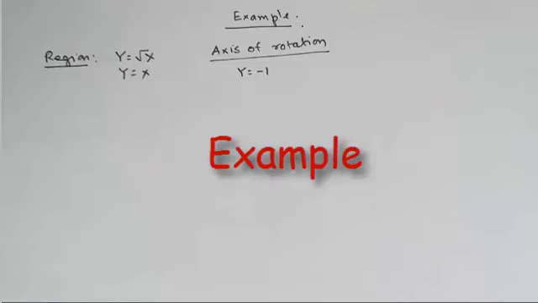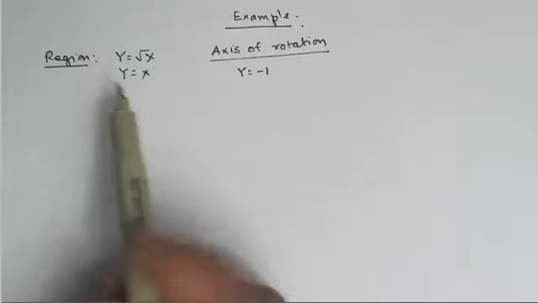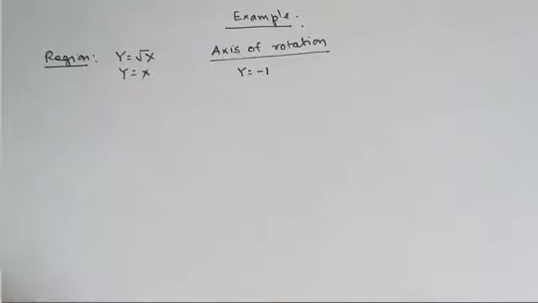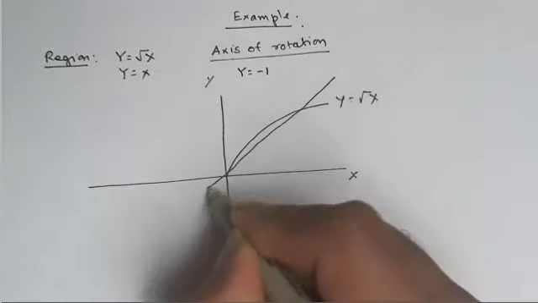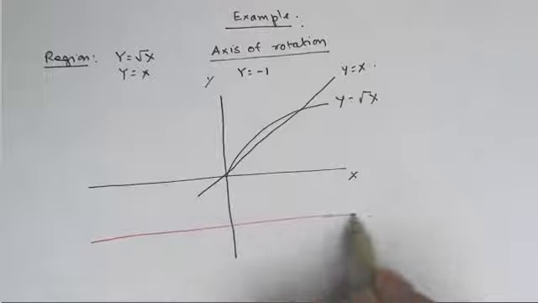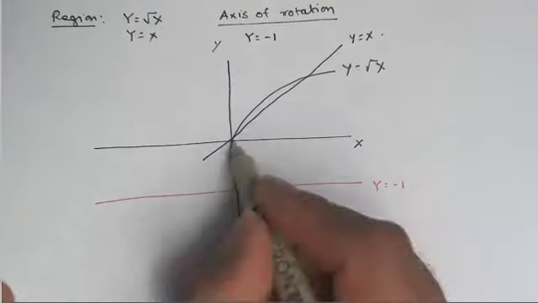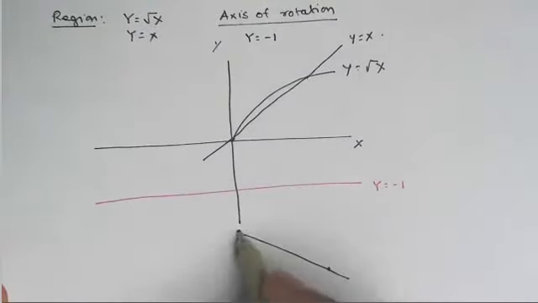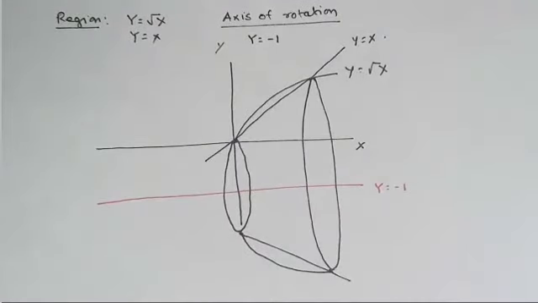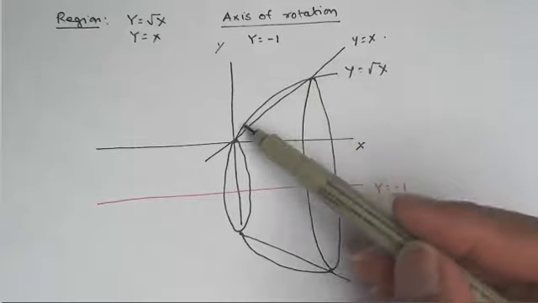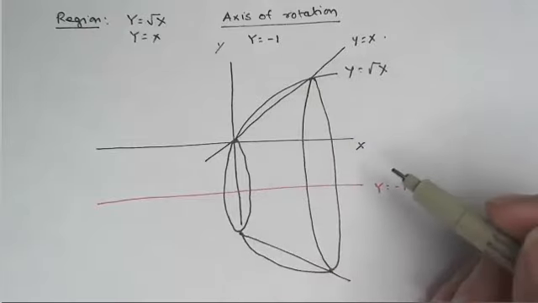Alright, another example of calculating volumes using cylindrical shells. Here's the region, here's the axis of rotation. Let me draw the figure and I'll speed this up while I draw it. Okay, so that's the volume that we have to calculate.